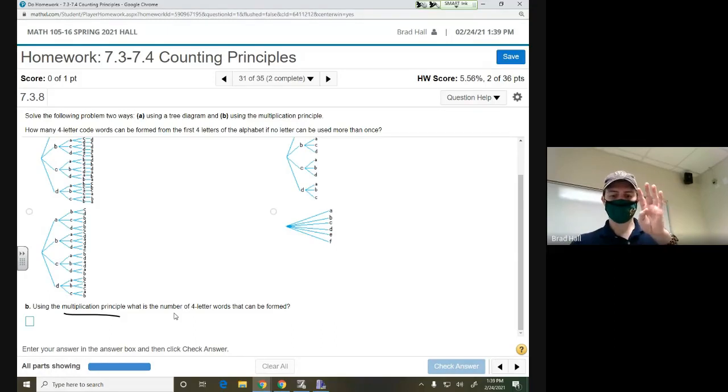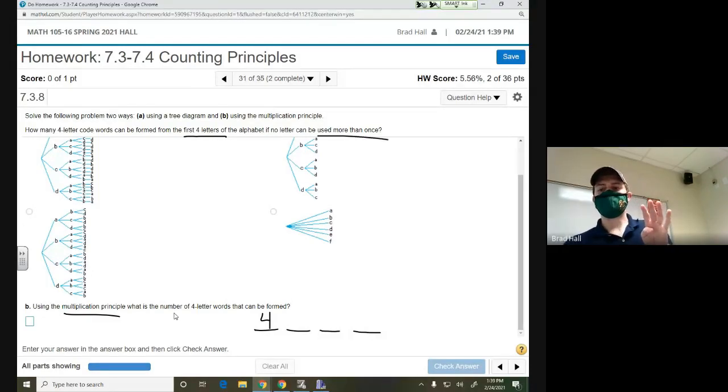So we already determined there's 4 dashes: 1, 2, 3, 4. Now how many options do we have? 4-letter code words. We only get to choose from the first 4 letters of the alphabet. So we start off with any one of the 4, but it says we can't repeat. So we go down to 3, then 2, then 1 to get 24.